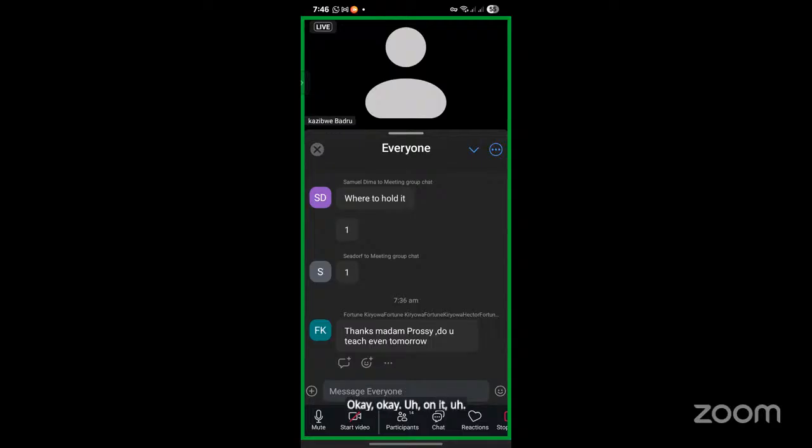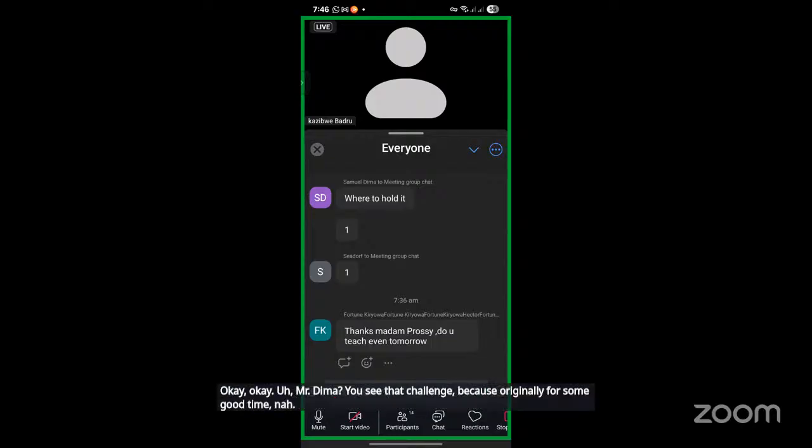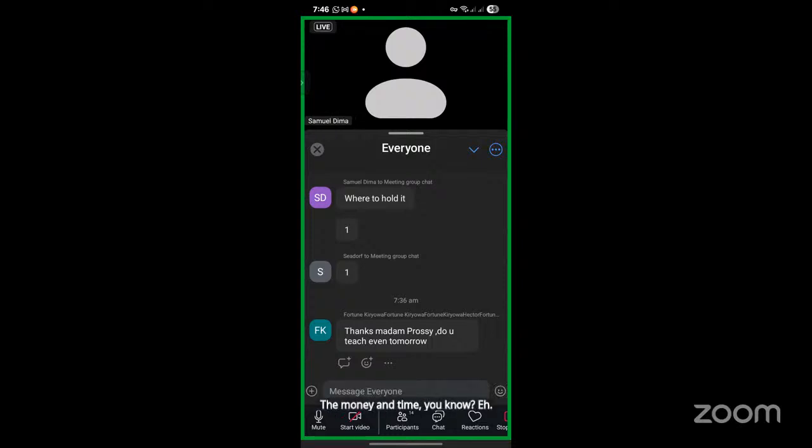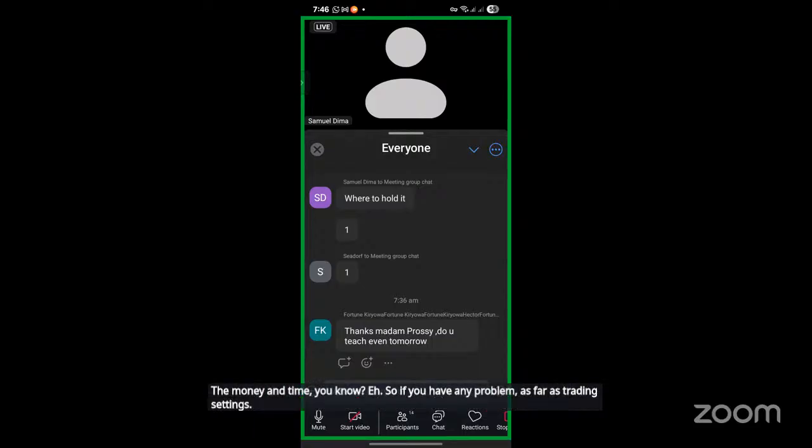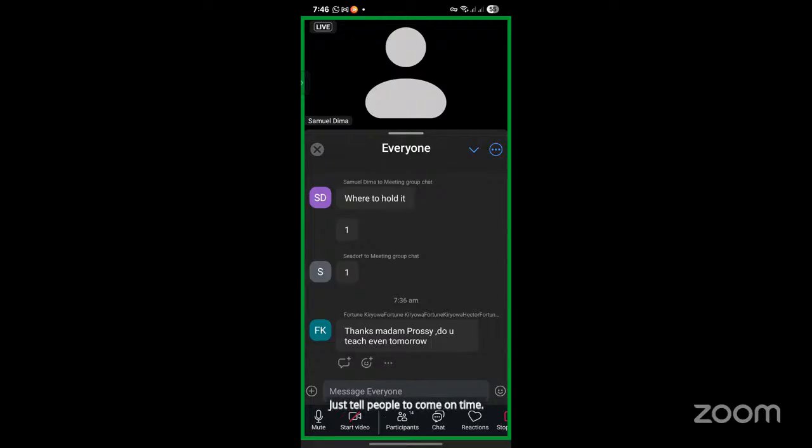If you have any problem as far as trading settings, I will be there. Just tell people to come on time, because now the market is bullish.